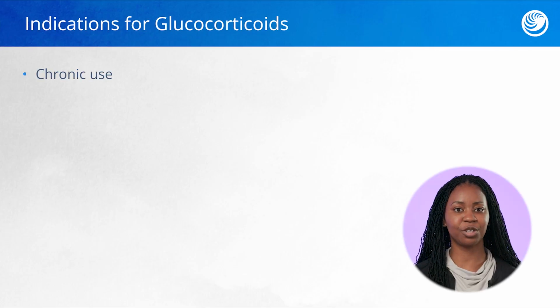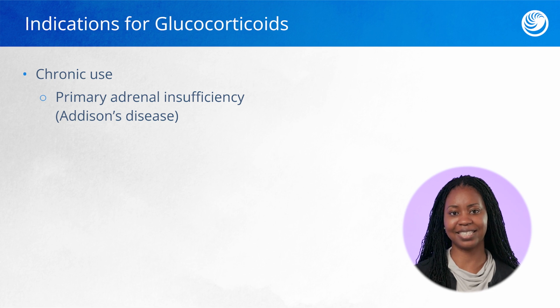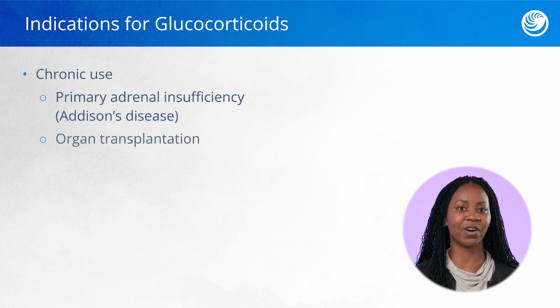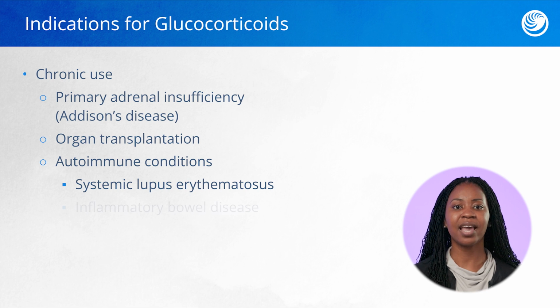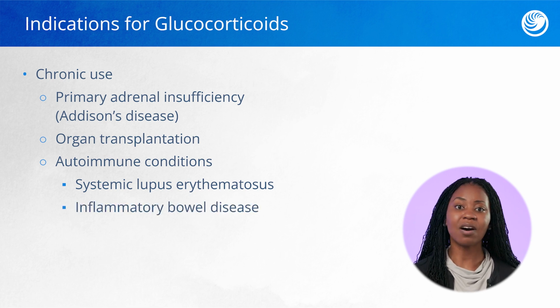Certain conditions cause increased levels of chronic inflammation or lead to a lack of glucocorticoids, such as cortisol, within the body due to effects on the adrenal glands. They can be used chronically to treat primary adrenal insufficiency or Addison's disease as a direct replacement for the missing adrenal hormones. They can be used to suppress the immune system and inflammatory response following organ transplantation. This can help prevent organ rejection. Glucocorticoids are commonly used in autoimmune conditions like systemic lupus erythematosus and inflammatory bowel disease. This all goes back to suppressing the inflammatory response.